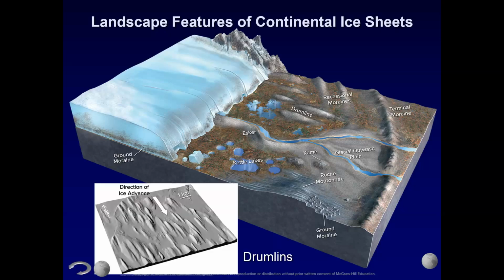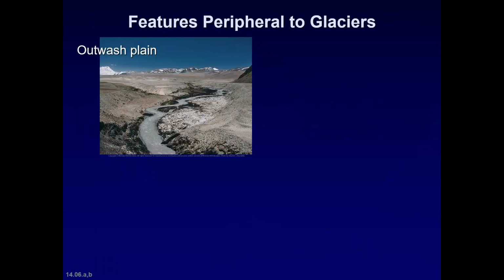See, you can have these drumlins that form parallel to the direction of ice advance due to heterogeneities in sediment. And then recessional moraines, terminal moraines. As the glacier melts, it leaves those sediments. So kind of peripheral to glaciers, you can have an outwash plain. That's a glacially produced sediment that mixes with meltwater to form large rivers loaded with sediment.